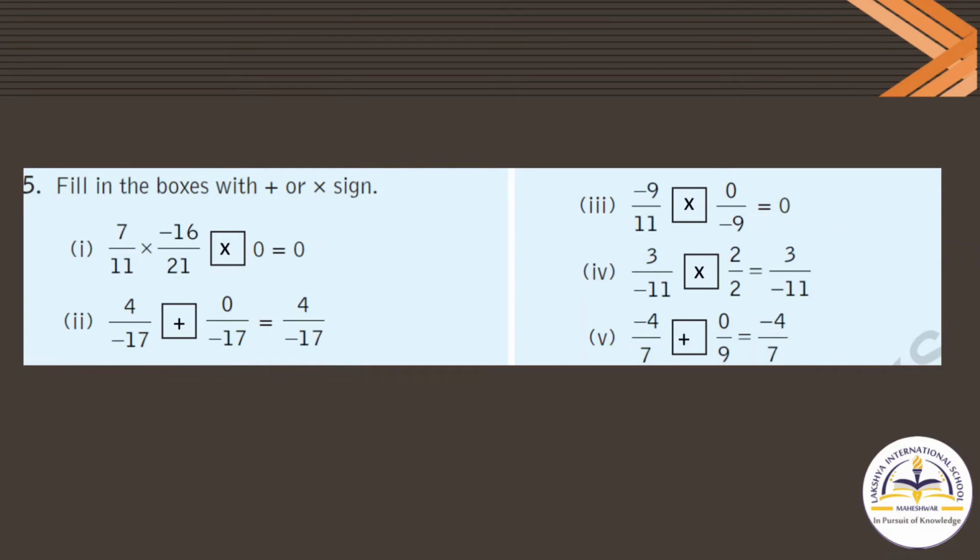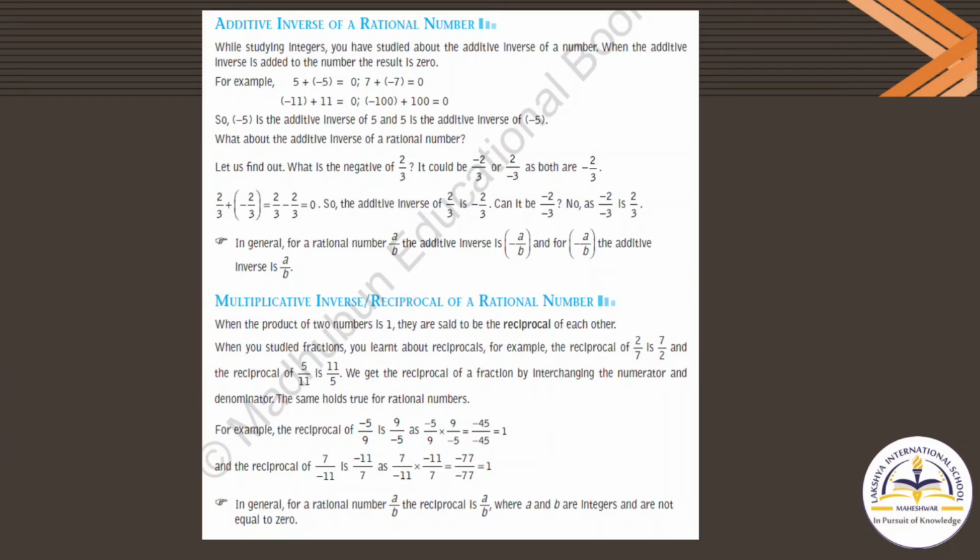Suppose we use the addition sign, then we will get some other answer, and when we use the multiply sign, we will get 0. So 0 equal to 0 means LHS equal to RHS. Okay, so like this you have to solve this one.